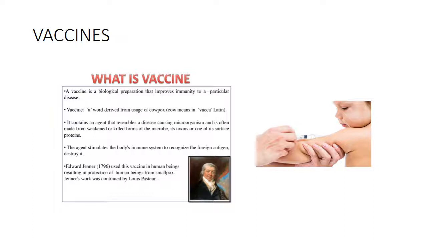Now, it says it contains an agent that resembles a disease-causing microorganism, I would add, or its parts, like toxins, and is often made from weakened or killed forms of the microbe. Then the agent stimulates the body's immune system to recognize the foreign antigens and destroy it. As an immunologist, I would better say that the agent or the vaccine stimulates not just the body's immune system, but more specifically immune memory to a certain particular antigen.